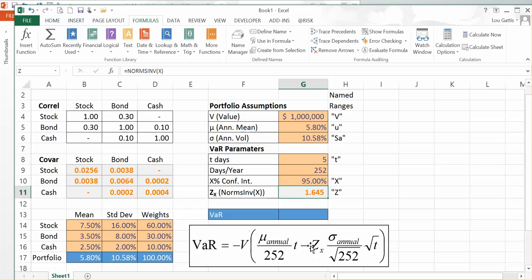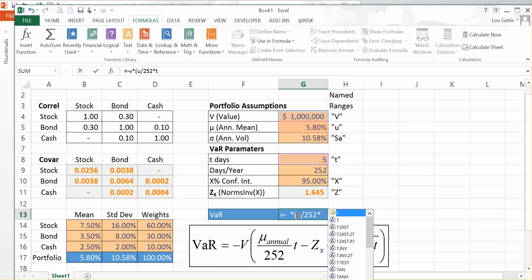And then I can calculate my VaR, which is equal to minus V times my annualized mean divided by 252 to make it daily, times 5 days, minus my Z times my annualized standard deviation SA divided by the square root of 252. That'll make it a daily standard deviation, times the square root of T, which will be 5. That'll make it the 5-day standard deviation.